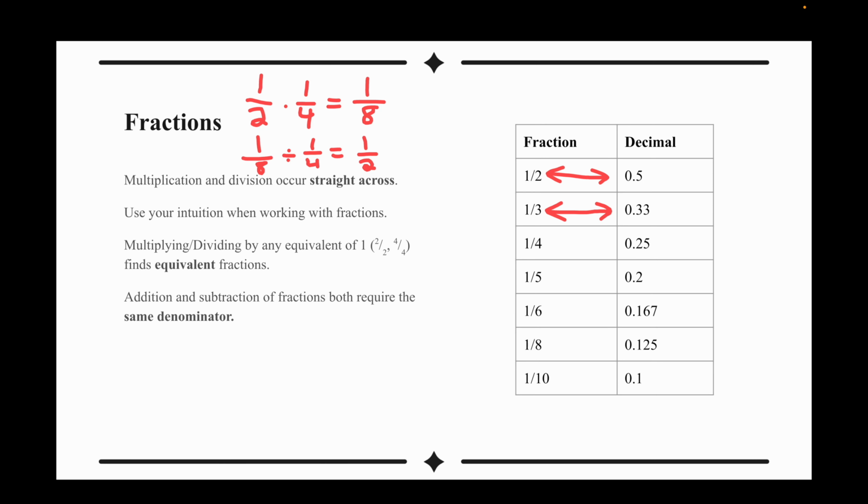And when you add or subtract fractions, you need to have the same denominator. For instance, if we have a quarter minus a 16th, we need to convert this. And we do so by multiplying 1 over 4 by 4 over 4, which is just an equivalent of 1. And we're going to get 4 over 16 minus 1 over 16. Now we can successfully subtract these, and we get our final answer, 3 over 16.